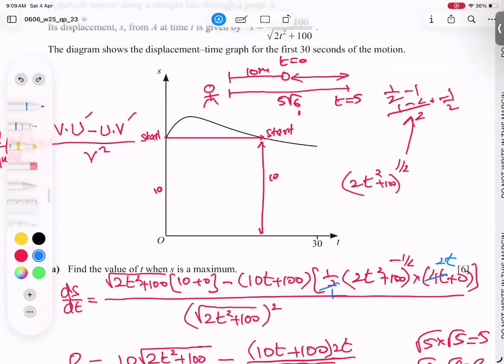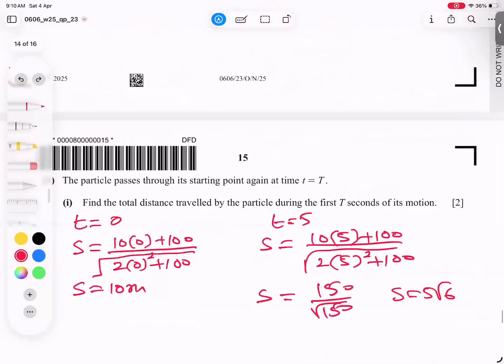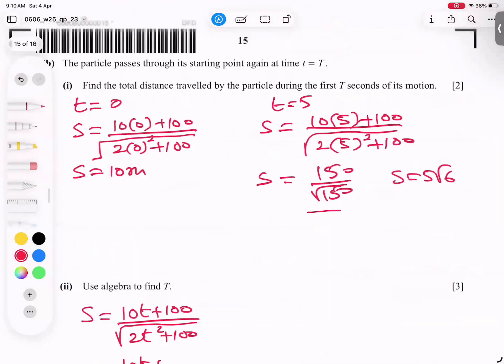So first of all, I'm getting this part. How to get this part? 5 root 6 minus 10, and multiply by 2. I think you got the point very clearly. With 5 root 6, what is the total distance traveled? So I'm writing now here, total distance traveled, how much?